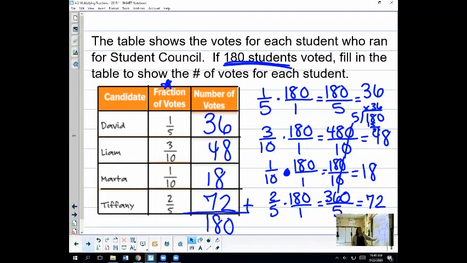But if you do add these up, they do add up to 180 because that has to account for all the students. Okay. All right, so this is the end of the lesson. Go ahead and get started on today's practice assessment. See you tomorrow.